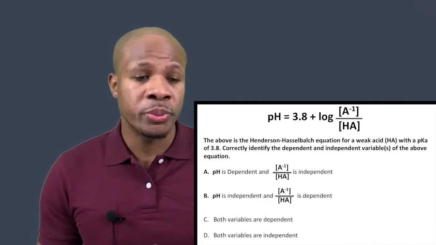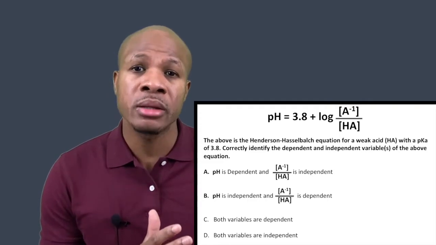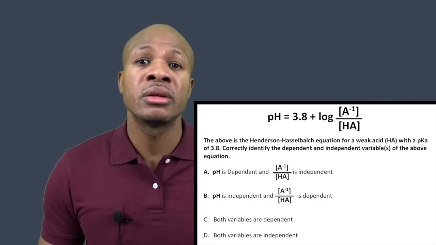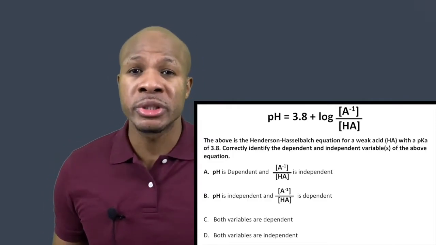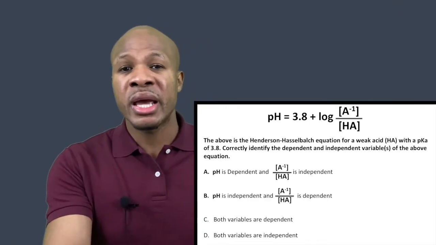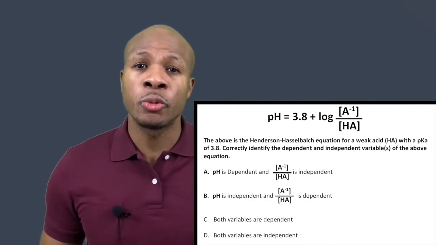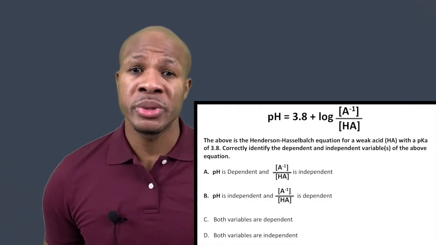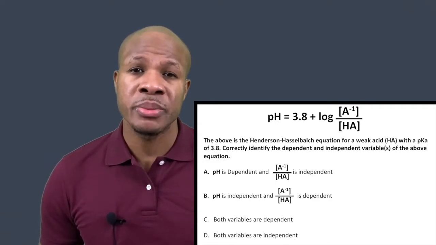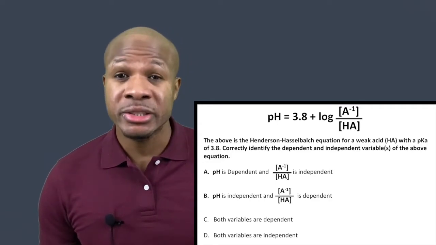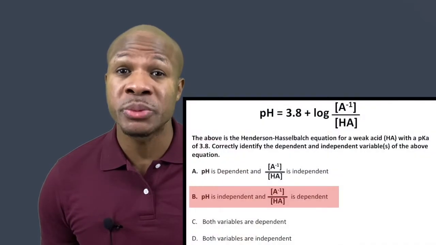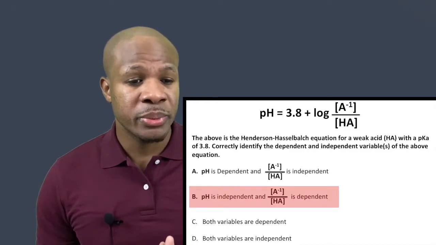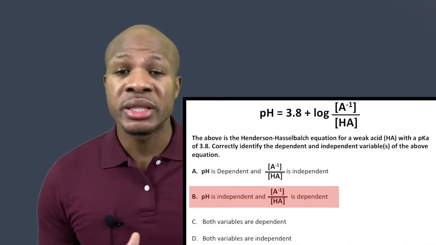And the dependent variable will be the concentration of the conjugate base divided by the acid concentration, because that ratio is going to fluctuate based on where the pH is set. So you can set the pH to whatever you want, and that ratio will change based on what the pH is set to. So the independent variable will be the pH, and the dependent variable will be the relative concentration of the conjugate base and the acid. All right, so when you look at these answer choices, the correct answer choice would be answer choice B, right? The pH is the independent variable, and the conjugate base over the acid concentration is the dependent variable.